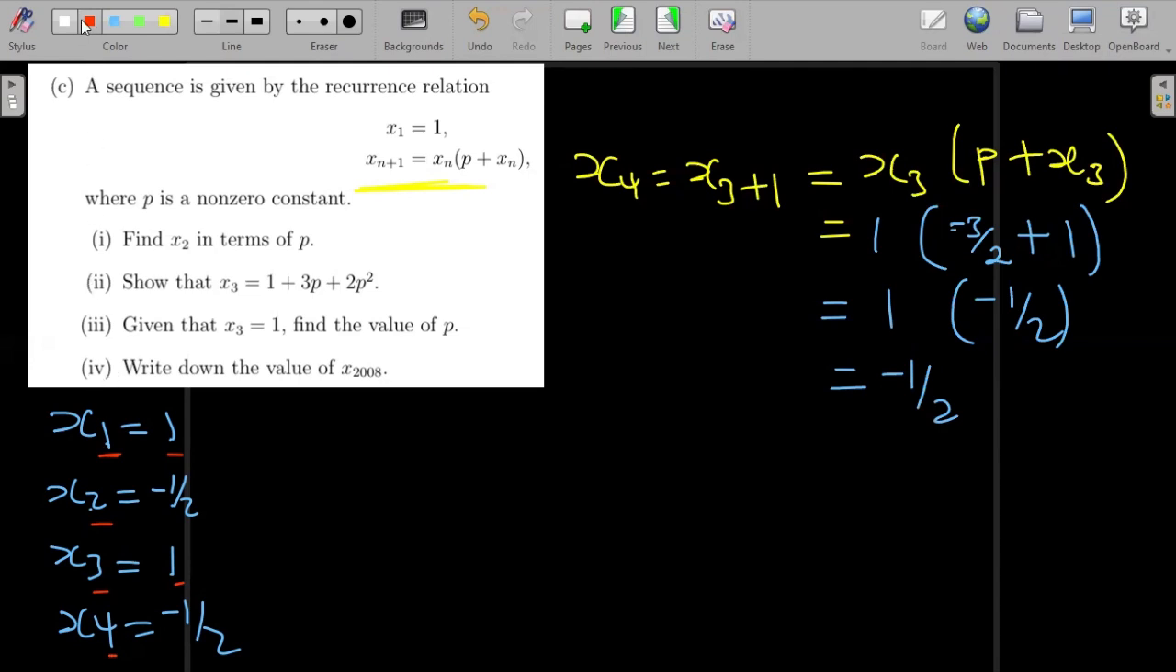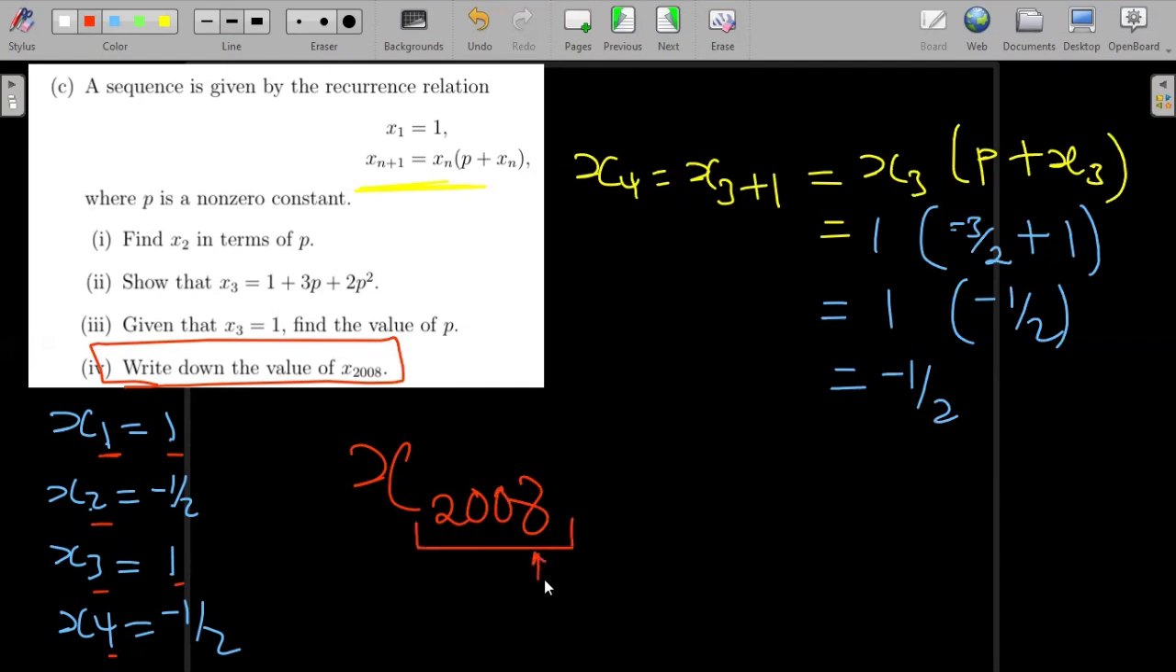So now, when it comes to writing down the value of this, it won't even be difficult. So x2008, we just check, is this an even number or an odd number? So this one ends with 8. 2 can go into this number without leaving a remainder. So this is an even number. So whenever I have even number, the answer should be what? Minus 1 over 2. So we're going to say this is equal to minus 1 over 2.